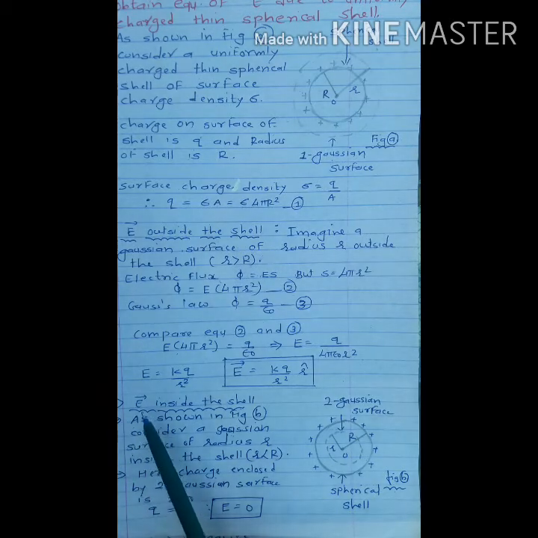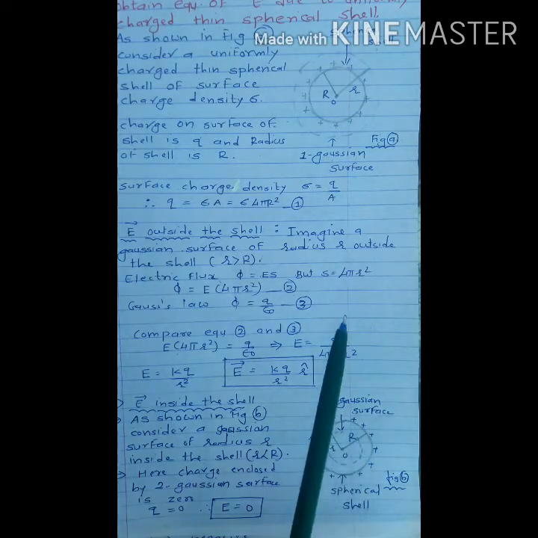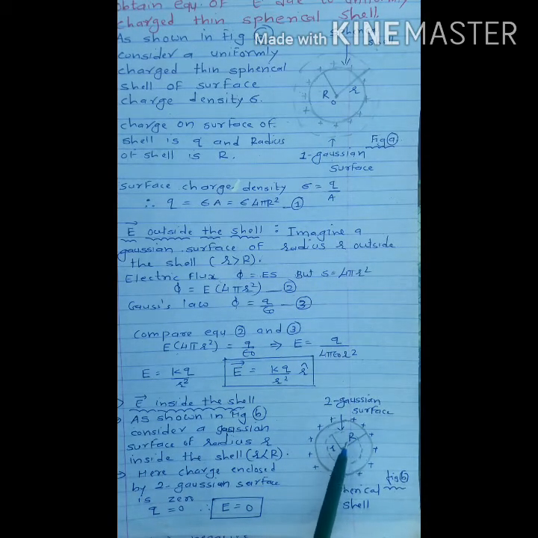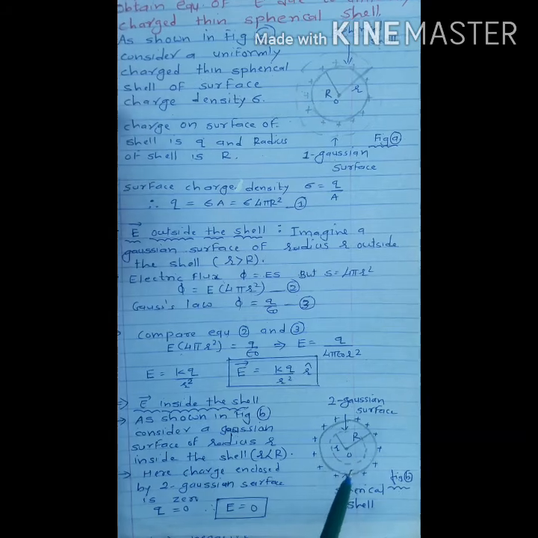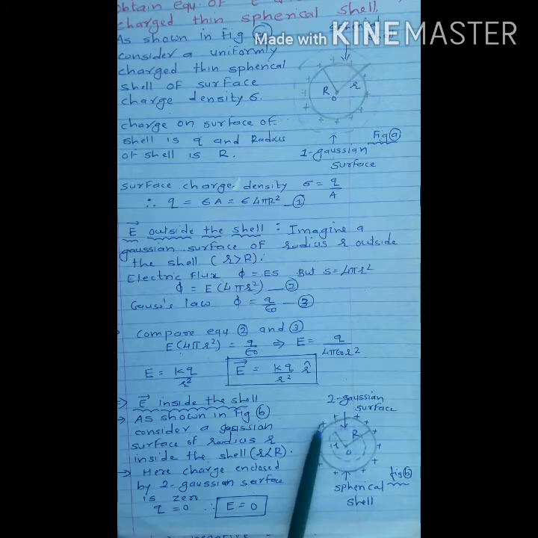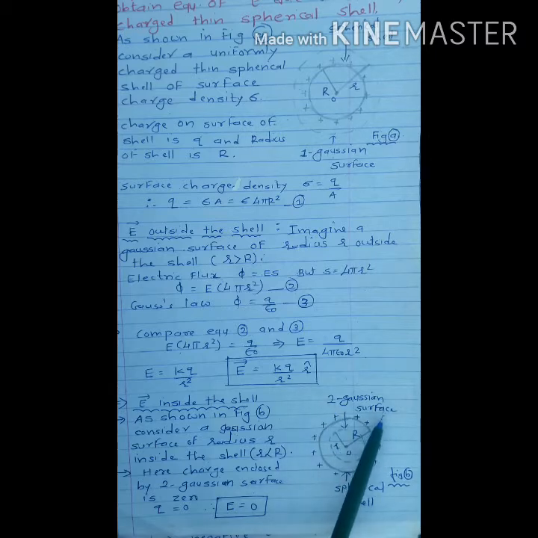Now here we find the electric field inside the shell. So here we consider the same situation. Now here we want the electric field inside the shell. So as shown in the figure, similarly we consider a Gaussian surface inside the spherical shell. See this figure very carefully. This is our spherical shell. The continuous line represents the spherical shell. Positive charges are uniformly distributed over the spherical shell. We consider a second Gaussian surface inside the spherical shell.